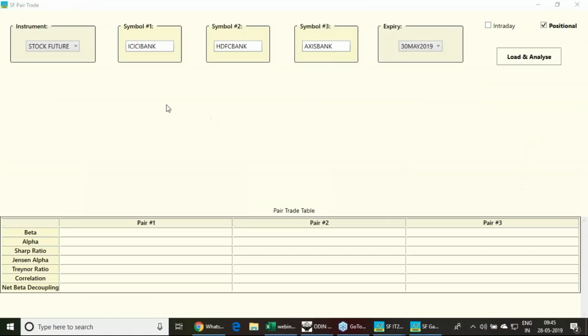One pair trade analysis we are going to do is for the beta decoupling. Bank Nifty, HDFC. So, index future. Let me take Bank Nifty, HDFC Bank, Axis Bank. Let me take these things. So, load data. We'll see whether any intraday opportunity is present or not.